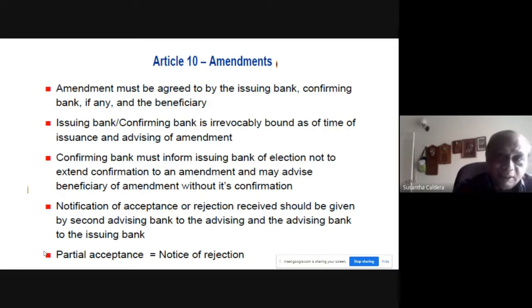Issuing bank should agree to issue the amendment. Then the confirming bank, it has to go through the confirming bank and then advise to the beneficiary. Beneficiary also should accept the amendment. Right? So an amendment must be agreed to by the issuing bank, confirming bank, if any, and the beneficiary. Right?